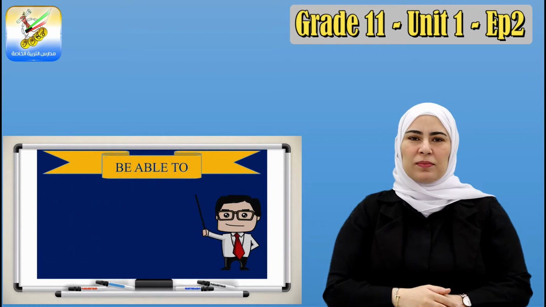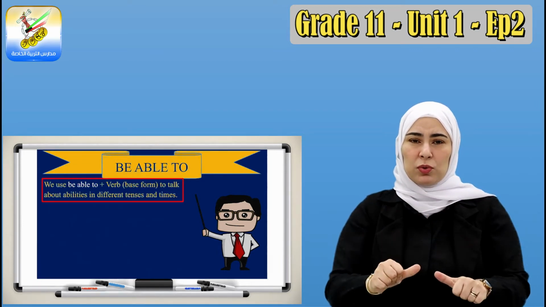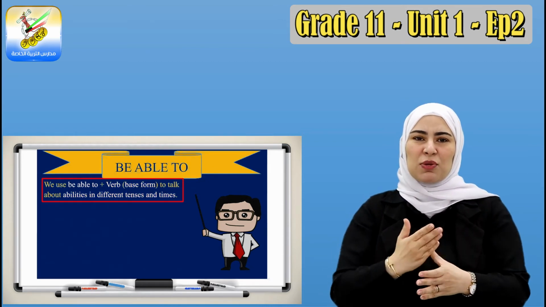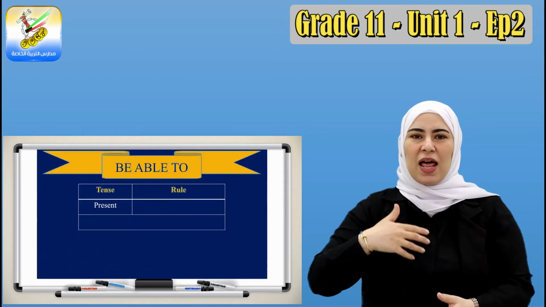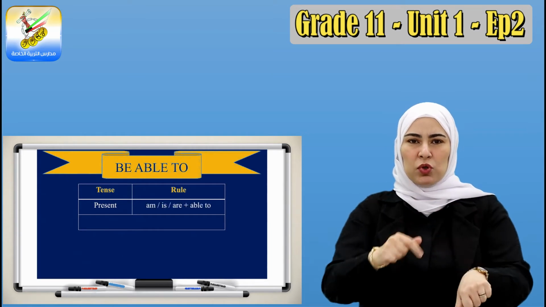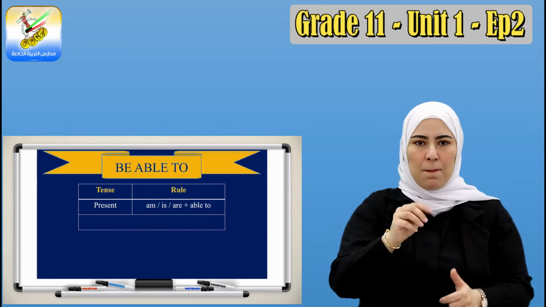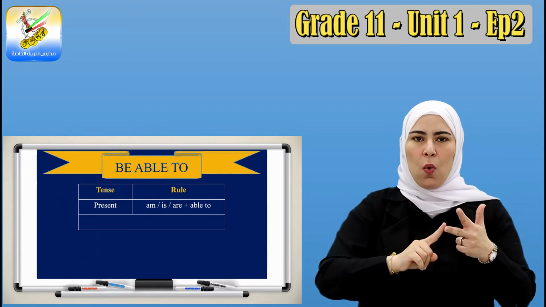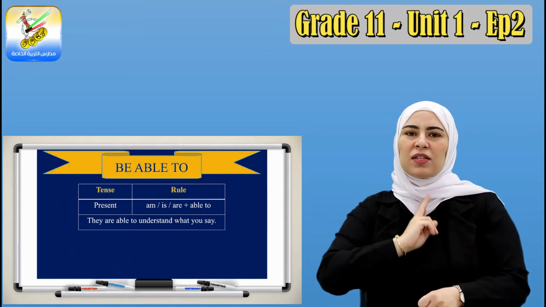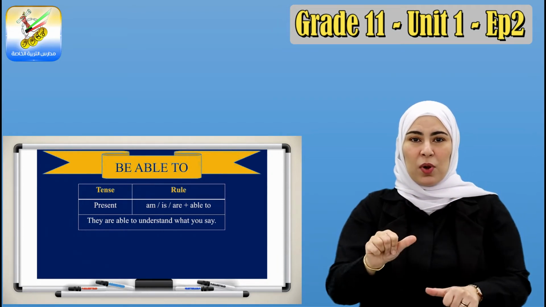Now, be able to. We use be able to plus verb in its base form to talk about abilities in different tenses and times. Now, how to use be able to in present tense? Here's the rule. Am, is, or are, plus able to. Here's an example. They are able to understand what you say.